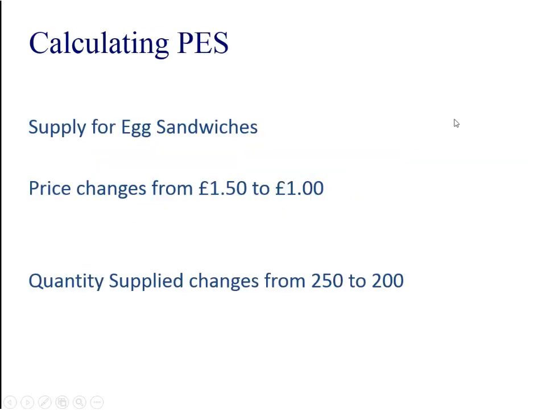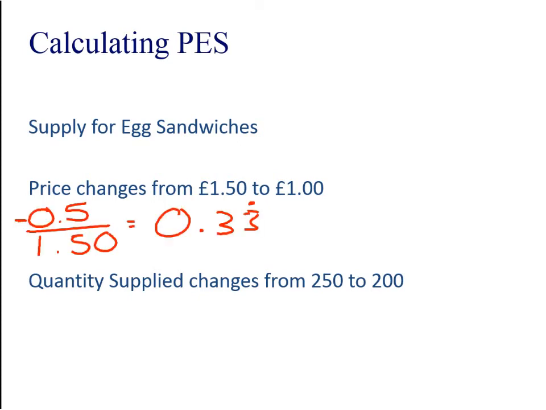Okay, so egg sandwiches again. There's a price change from £1.50 to £1, so that is a reduction in the price. And the quantity supplied changes from 250 units to 200 units. So we get a negative change in the price here, so it's fallen by 50p over the original, which was £1.50, so minus 0.33 recurring. That should actually be a negative number there.